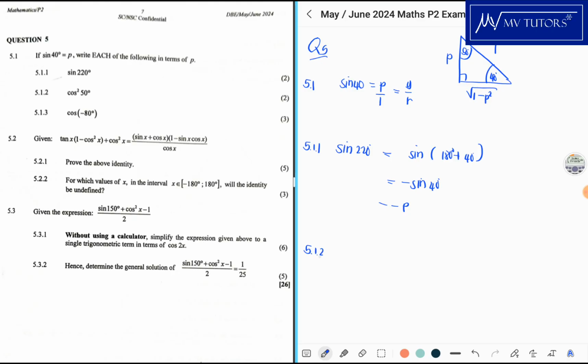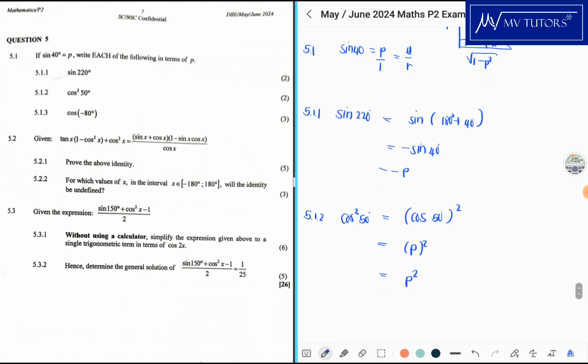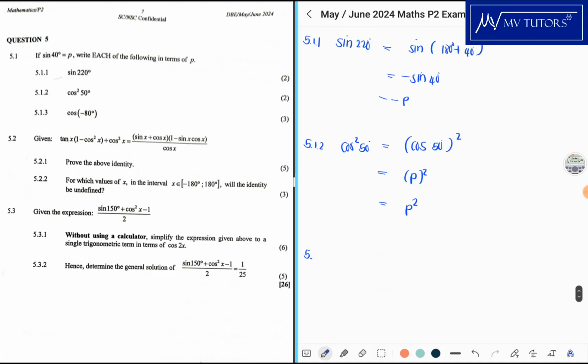Now if we go to 5.1.2, we have cos squared 50. So what is cos 50? Because we're going to have to just square that. Cos 50, cos is adjacent over hypotenuse, so that's just p over 1, which is p. Okay, and we're squaring that, so basically we have p squared. Then remember cos 50 is also equal to sine 40. Okay, so yeah, just a reminder there.